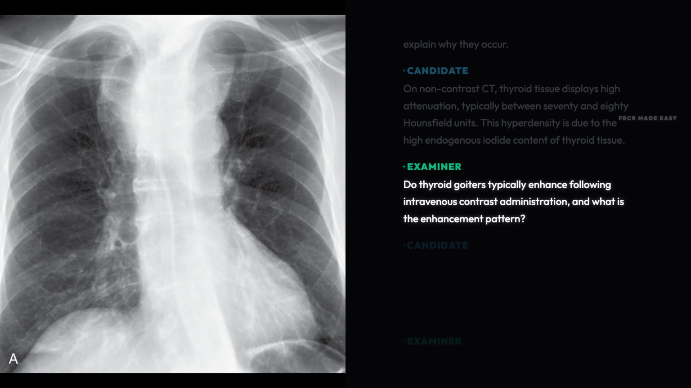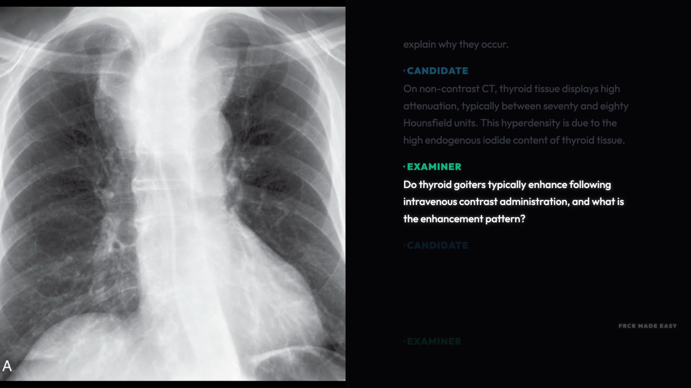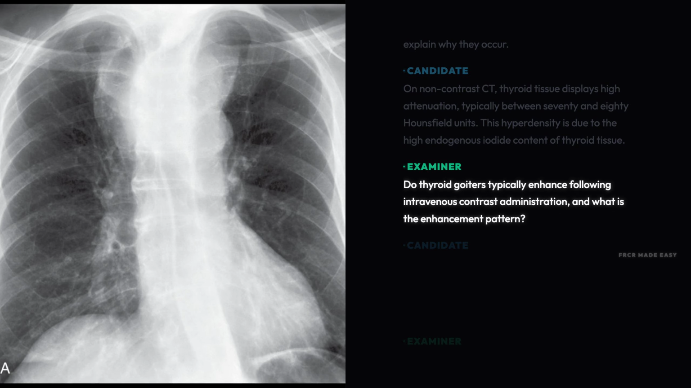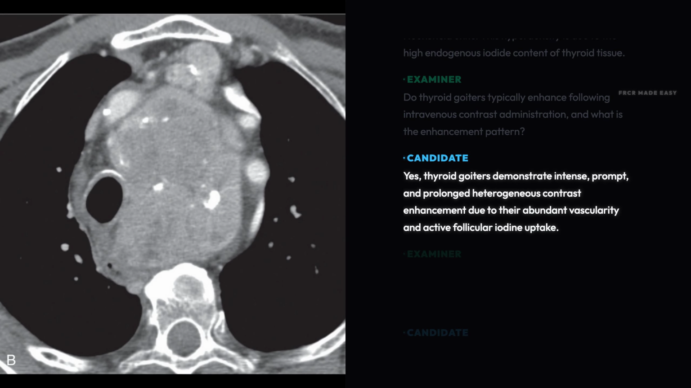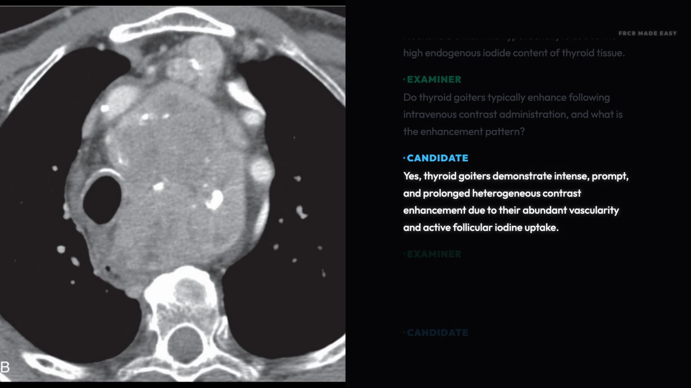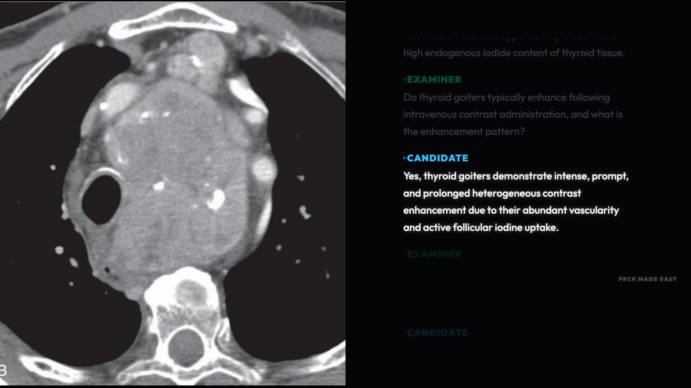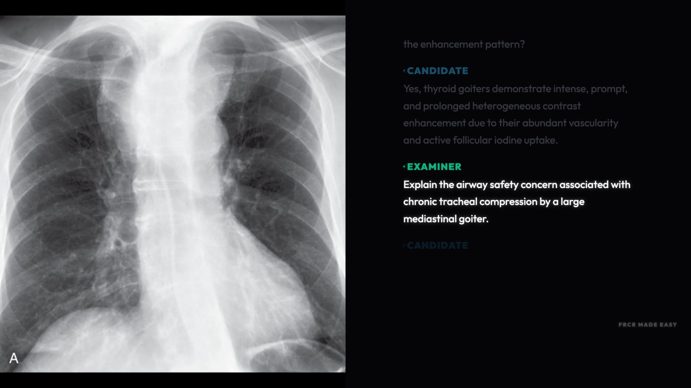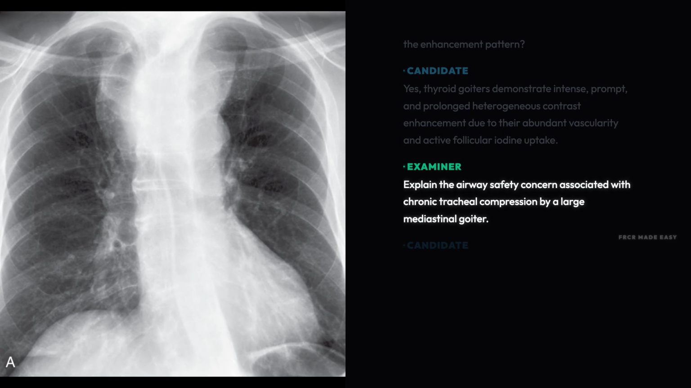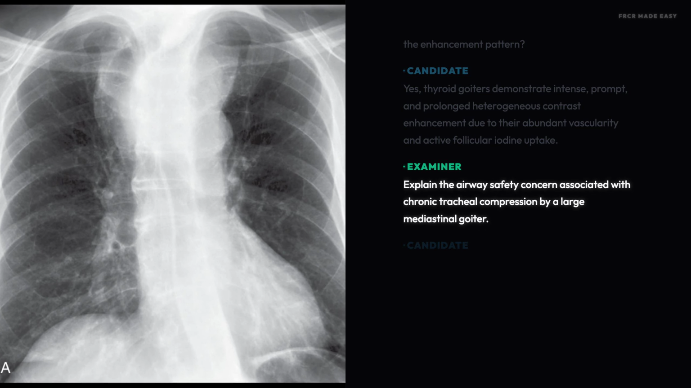Do thyroid goiters typically enhance following intravenous contrast administration, and what is the enhancement pattern? Yes, thyroid goiters demonstrate intense, prompt, and prolonged heterogeneous contrast enhancement due to their abundant vascularity and active follicular iodine uptake. Explain the airway safety concern associated with chronic tracheal compression by a large mediastinal goiter.